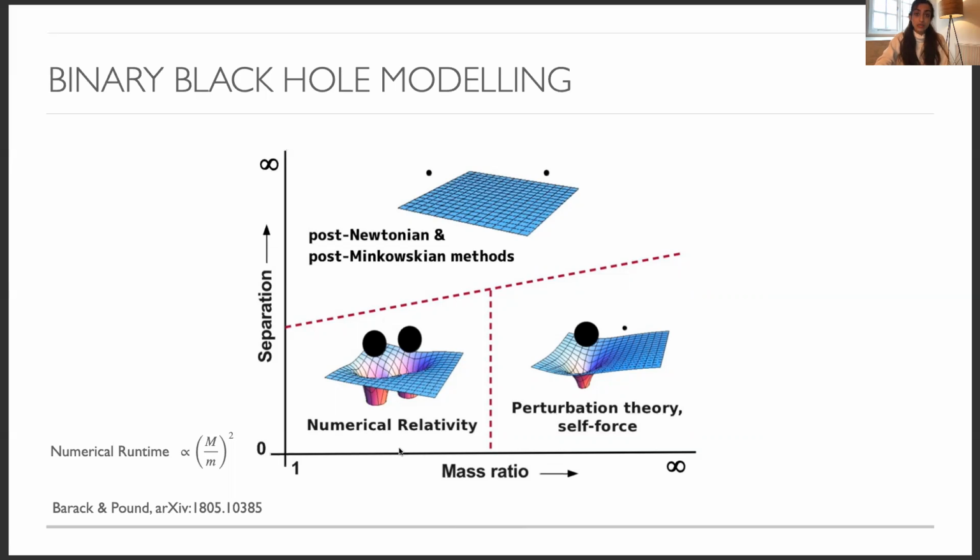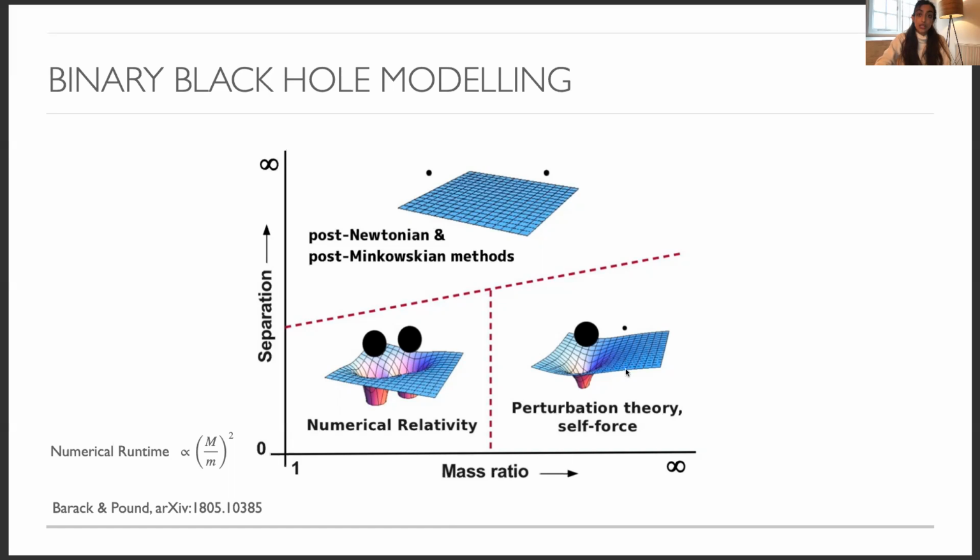However, as the mass ratio of the two bodies increases, the computational cost of the simulation also dramatically increases. The computational runtime in numerical relativity scales as the large mass ratio squared. So due to the disparate length scales and time scales present in IMRIs, computational efficiency is lost and the system cannot be feasibly numerically evolved.